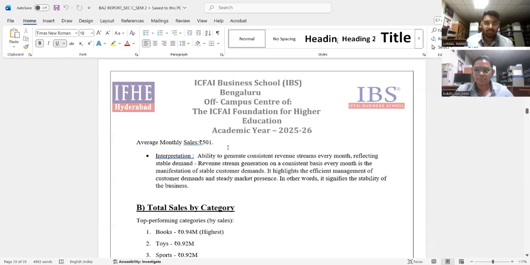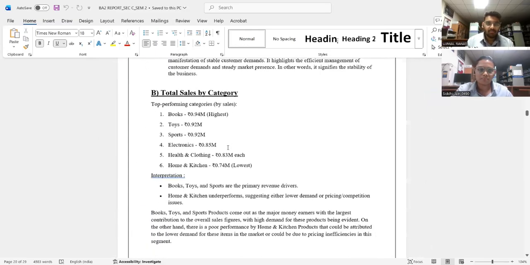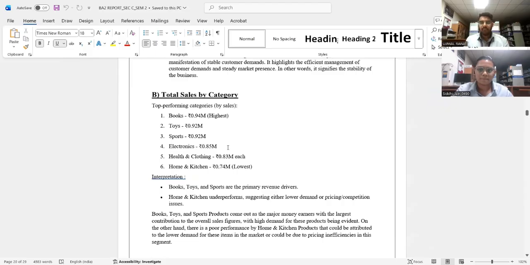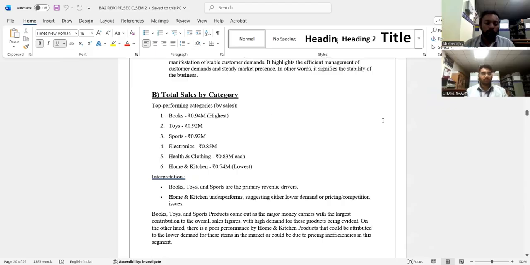Now I'm moving to category-wise sales analysis. Here we analyzed total sales by product category using bar charts. What we observed was that the top performing categories are books, toys, and sports, and the lowest performing category was home and kitchen. Our interpretation is that books, toys, and sports are the primary revenue contributors, indicating high market demand. Home and kitchen shows relatively lower sales, which may be due to lower customer awareness, pricing issues, and intense competition. This category has potential but requires strategic intervention.